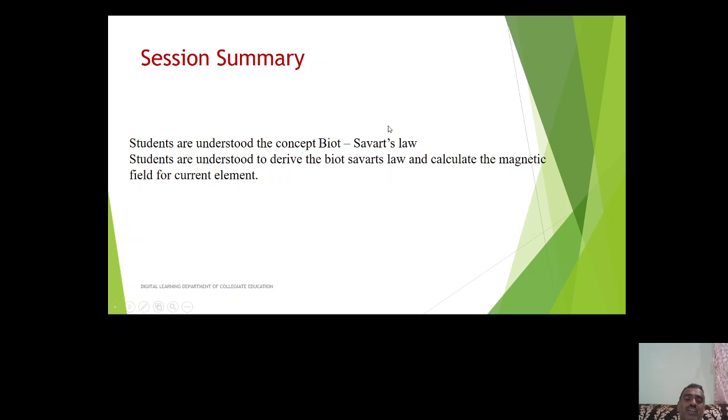Finally, the conclusion is that one can easily follow the concept of Biot-Savart's law and its derivation, and the calculation of the magnetic field for the current element.